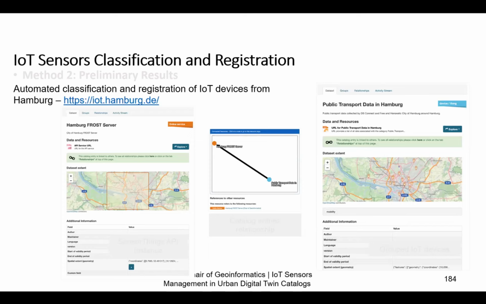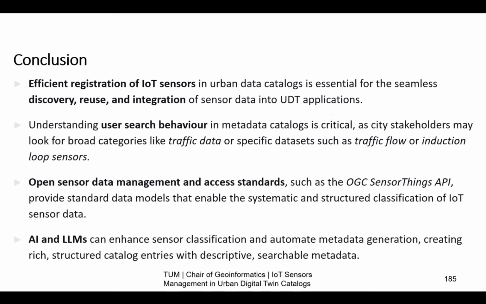So in conclusion, we could say that efficient registration of IoT sensors in the metadata is crucial, because it means that users can find the data that they need to create their UDT applications, which otherwise would not be findable because, as we all know, in all these vast volumes of data or IoT sensors, some users might not even be aware of these datasets.